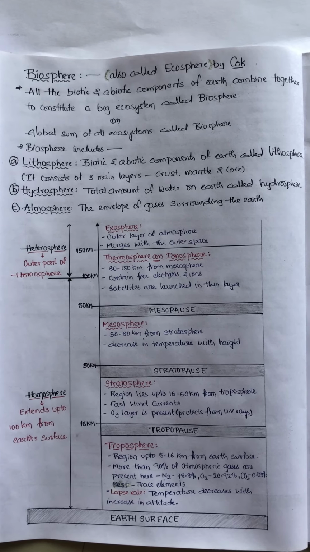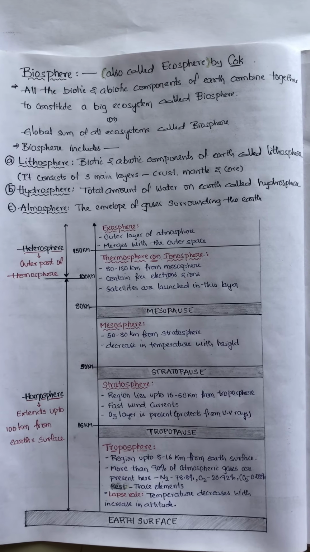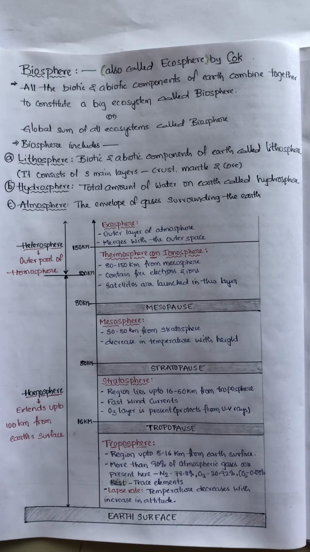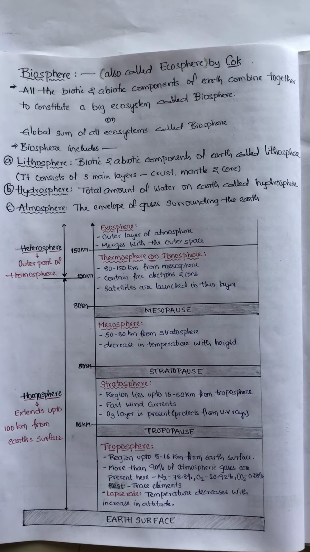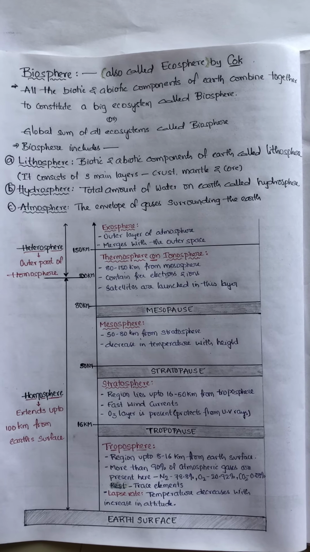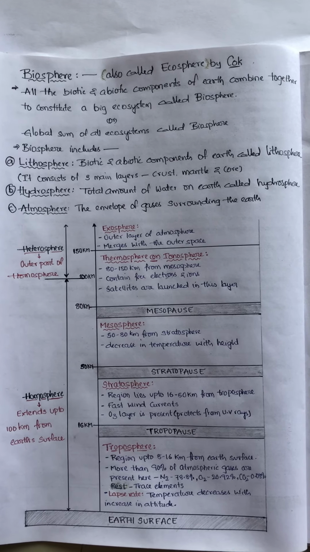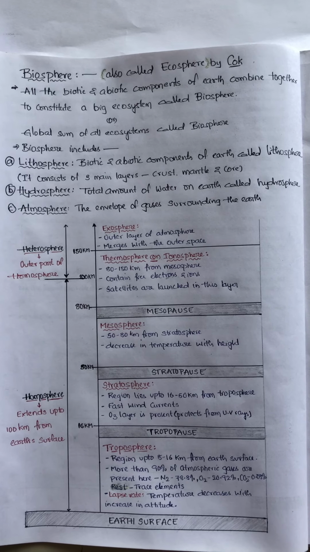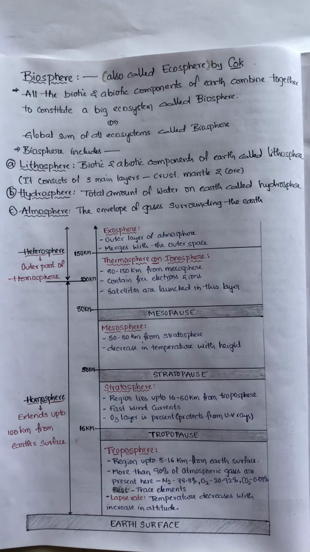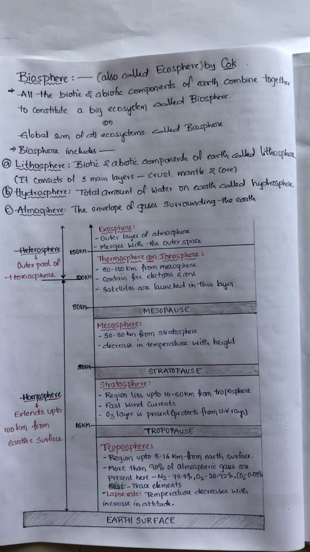That atmospheric gas includes 78.8% of nitrogen, 20.9% of oxygen, let us take it as 21%, whereas 0.03% of carbon dioxide, and the rest are some trace elements. As the altitude increases, the temperature decreases. The amount of temperature decrease with the increase of altitude is called lapse rate.